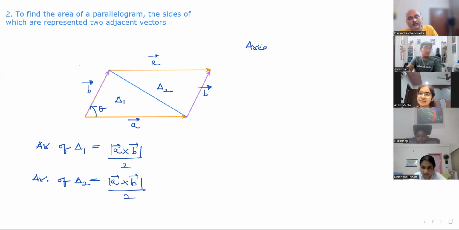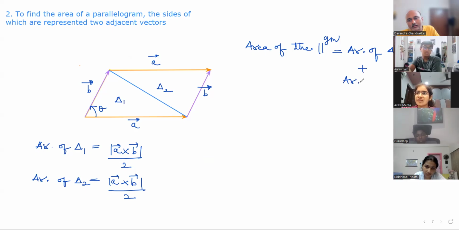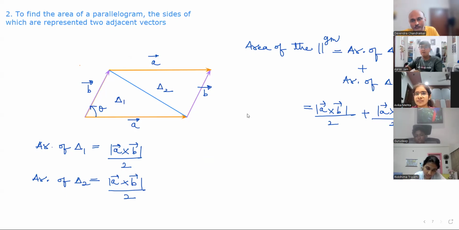Now, what is the area of this parallelogram? Area of the parallelogram is how much? Area of triangle 1 plus area of triangle 2. Yes or no? Yes, sir. So this is A cross B by 2 plus A cross B by 2. See, all these things will come to our use, right?